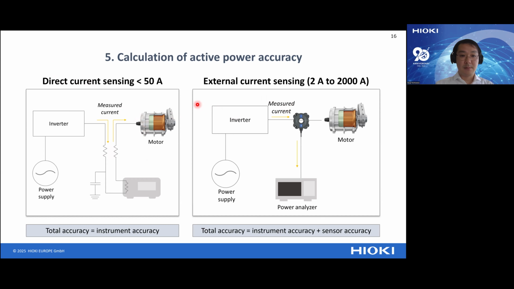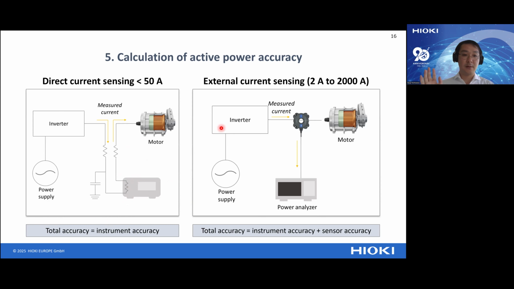On the left, we have the direct input method, usually used when the current is below 50 amps. Here, the current flows directly through the instrument. To measure this way, you need to break the circuit and insert the instrument. Since there are no extra sensors, accuracy is simple: total accuracy equals instrument accuracy.